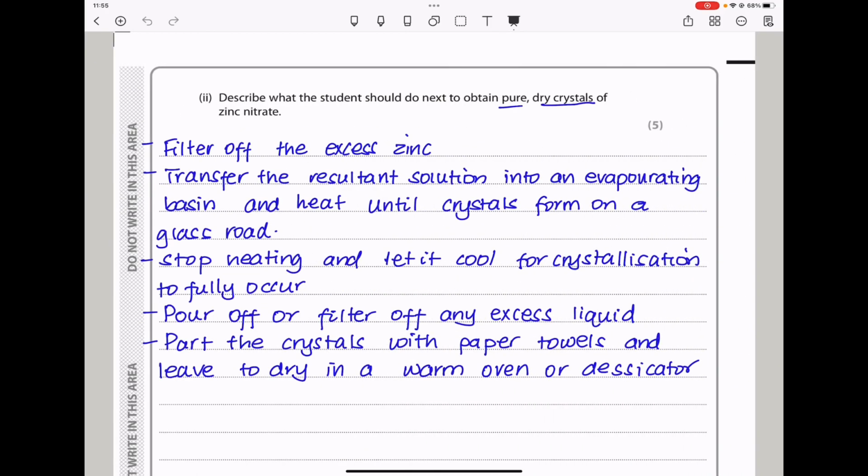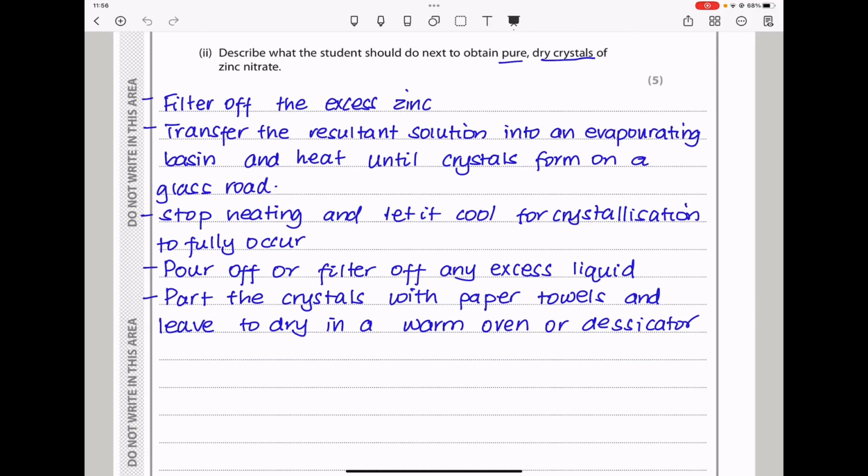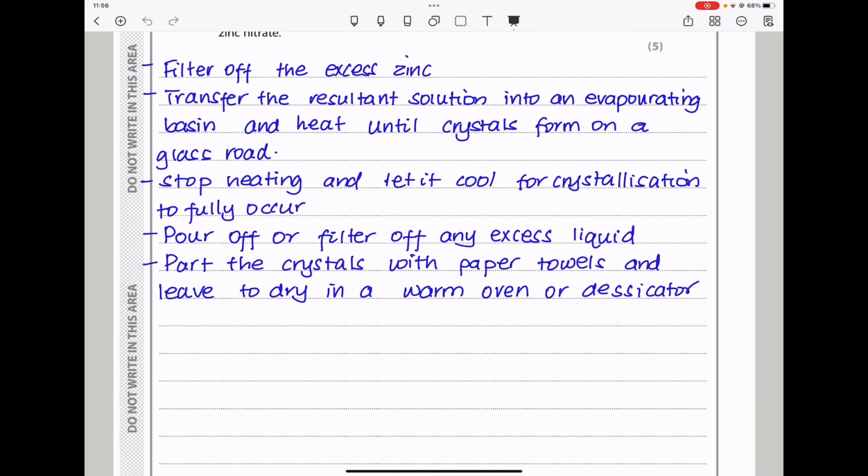Moving on. Here they say, describe what the student should do next to obtain pure, dry crystals of zinc nitrate. Filter off the excess zinc, and then transfer the resultant solution into an evaporating basin and heat until crystals form on a glass rod. Then stop heating and let the solution cool for crystallization to fully occur. Pour off or filter any excess liquid, and then pat the crystals dry with paper towels and leave to dry in a warm oven, or you could use a desiccator.